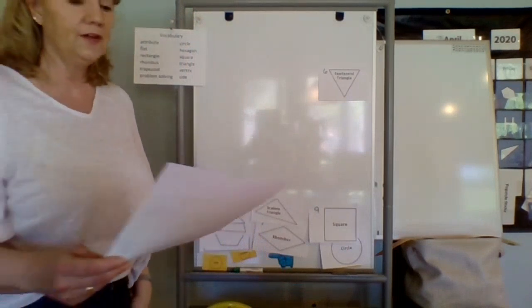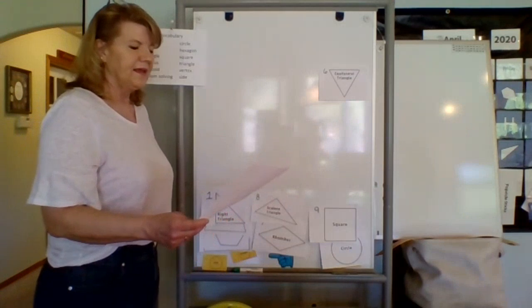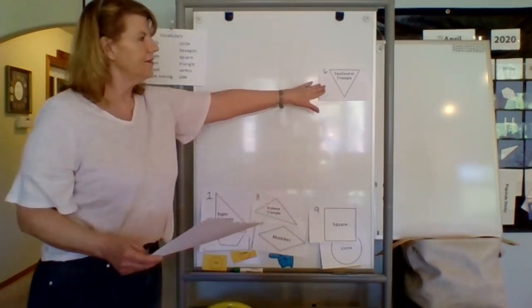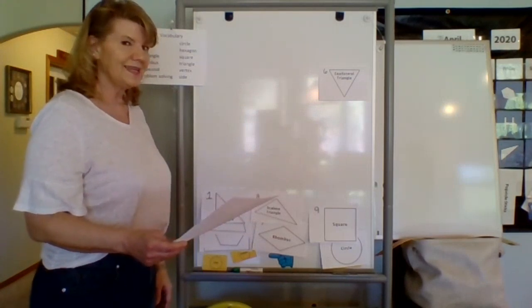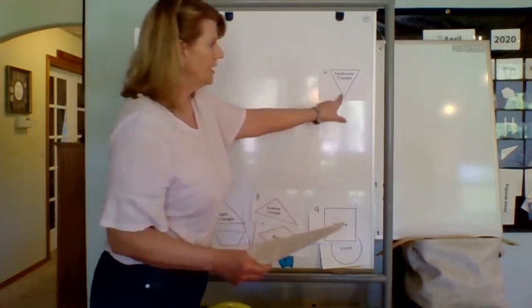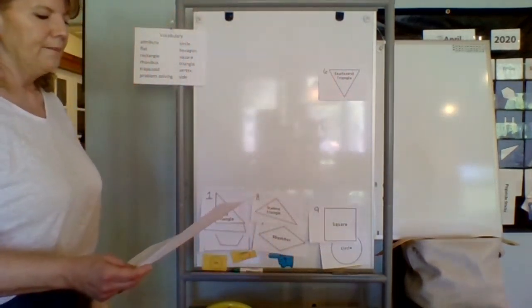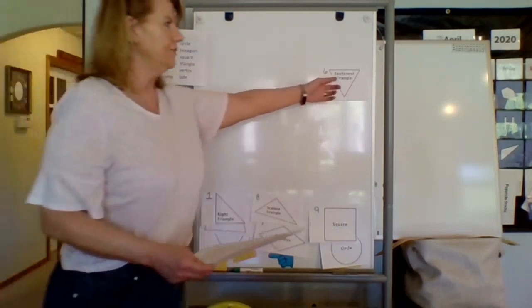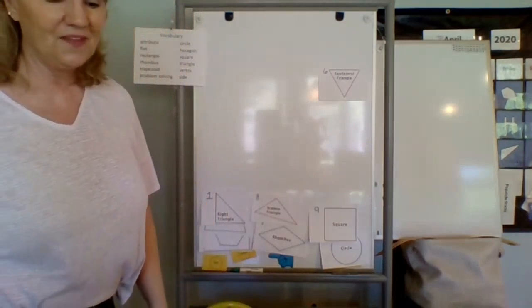Let's review the different clues. My shape has only straight sides. There's only straight sides. My shape has exactly 3 sides. 1, 2, 3. There's 3 sides. My shape has equal sides. Equilateral triangle, all the sides are equal.